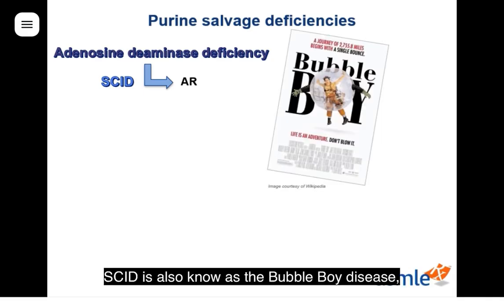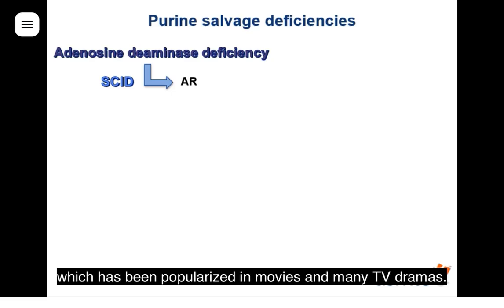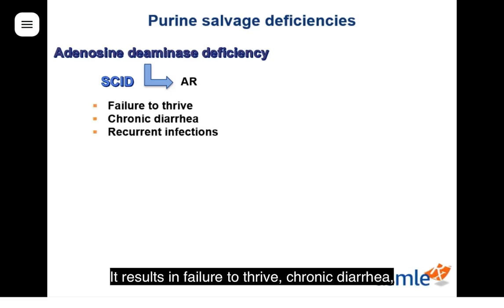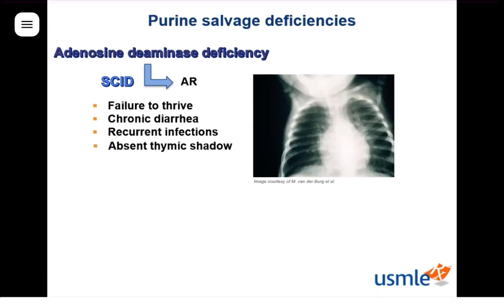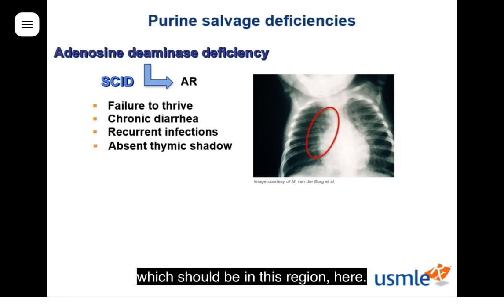SCID is also known as bubble boy disease, which has been popularized in movies and many TV dramas. It results in failure to thrive, chronic diarrhea, and recurrent viral, bacterial, fungal, and protozoal infections. A classic sign is an absent thymic shadow on chest X-ray, which should be in this region here.